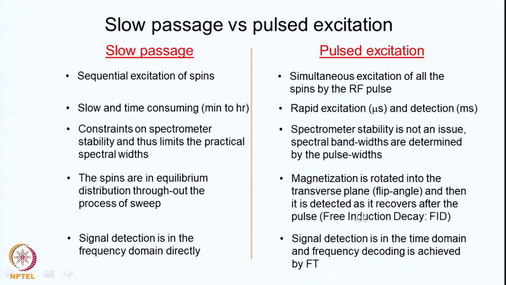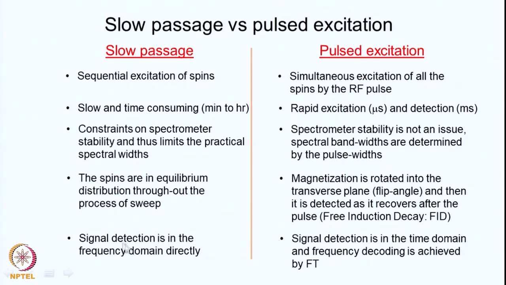Now, the signal is detected in the absence of the RF, and it is called a free induction decay because it is free precession in the absence of any perturbation. The signal is induced in the detector, it converts to a voltage because the precessing magnetization induces the voltage in your detector, and that is your signal. And the signal decays because of the relaxation behavior of the spins. Transverse magnetization decays, and therefore this whole signal is called free induction decay.